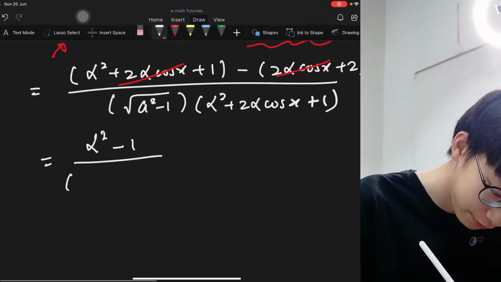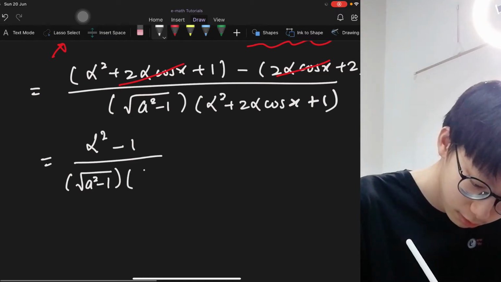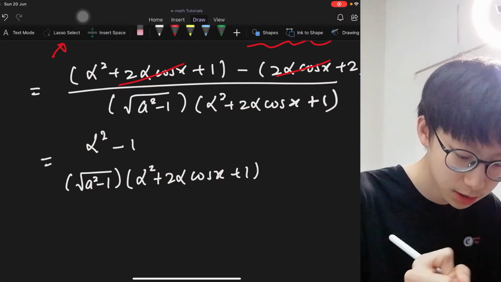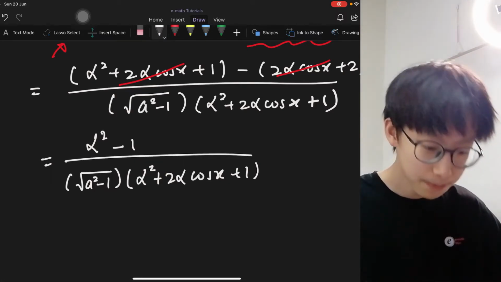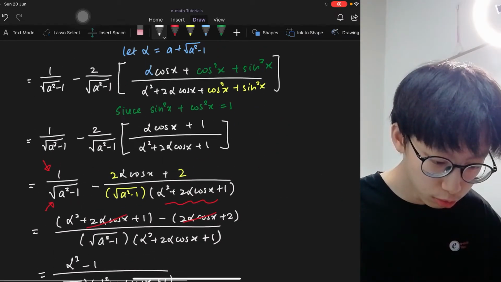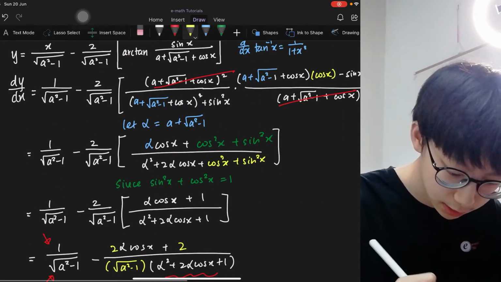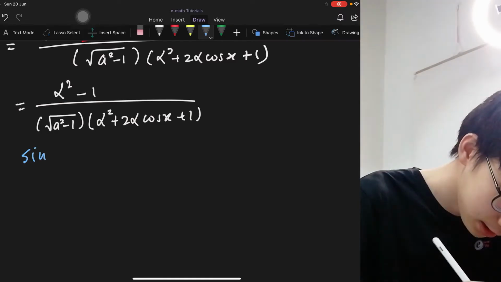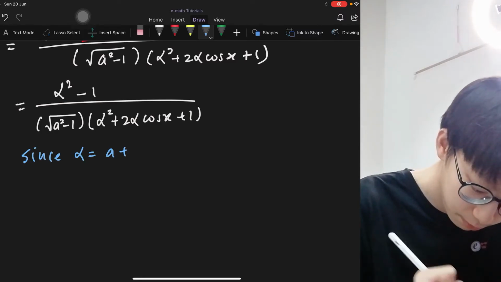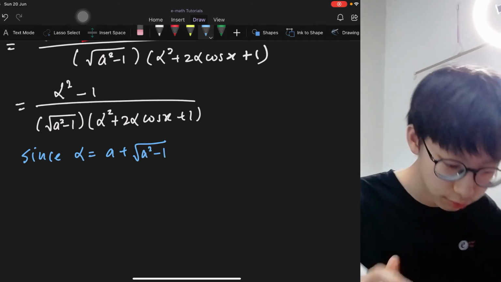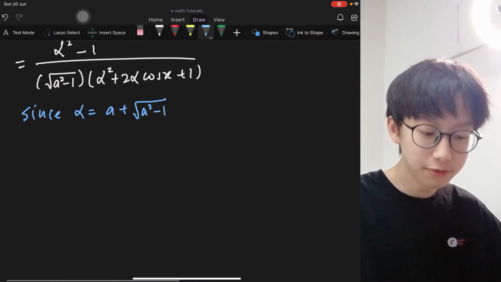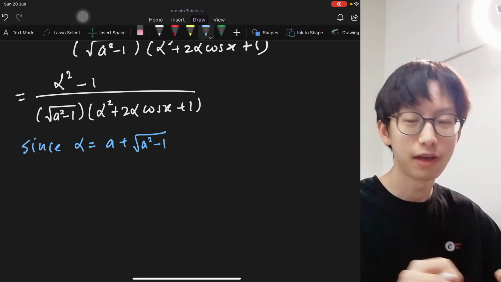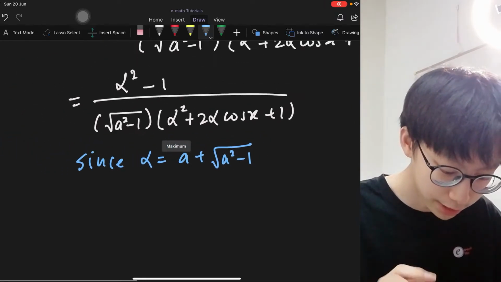I will just copy it first. And I think it's time to unsub our alpha. So who was our alpha? Alpha was a plus square root of a squared minus 1. Since alpha equals a plus square root of a squared minus 1, I think it will be easier if we square it outside, then we just plug it in. If not, we have to do a lot of messy work, right? Okay, let's square both sides.